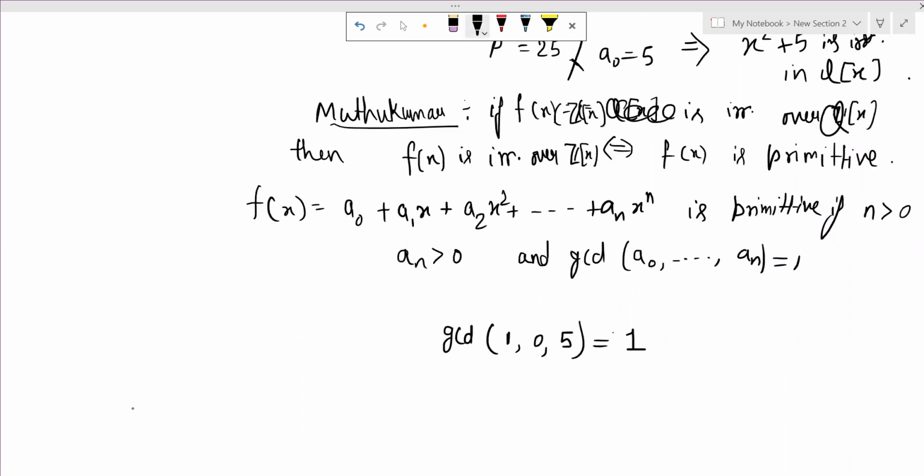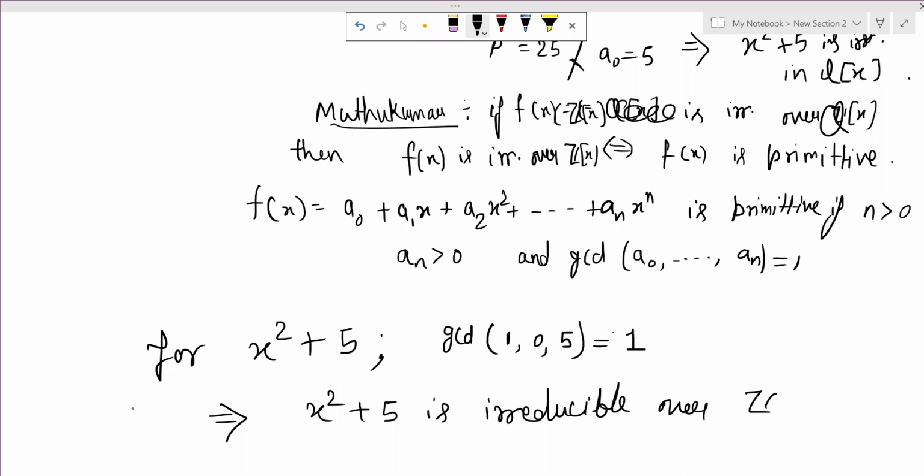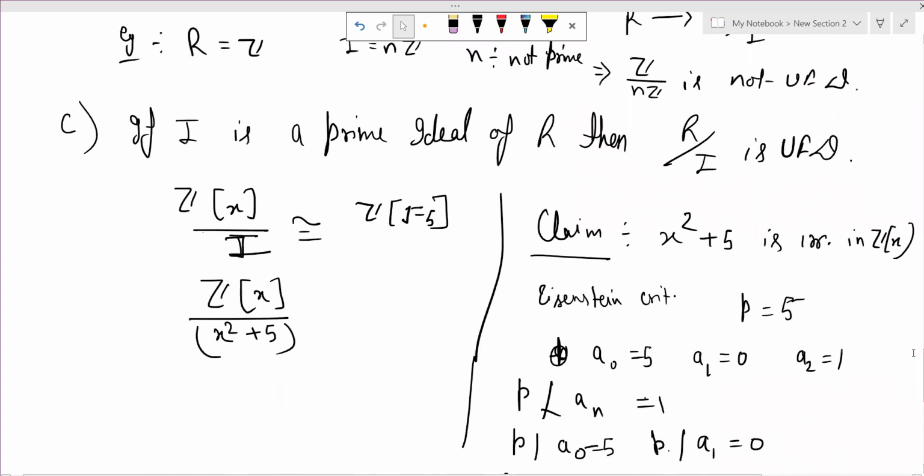So for x squared plus 5, this implies x squared plus 5 is irreducible over Z[x]. Okay, nice. We proved that this is irreducible over Z[x]. Over a UFD, irreducible implies prime, and this is an ideal generated by a prime element. So this is a prime ideal.